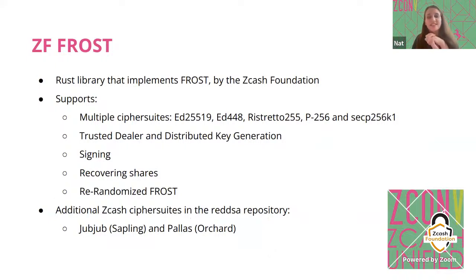Yes, so the Zcash Foundation version of Frost, we have implemented a Rust library, and it supports multiple cipher suites, these 5 listed here. As we mentioned, there are 2 different types of key generation, and we've implemented both of those. Signing, of course, recovering shares, which I just mentioned, and re-randomized Frost. There are additional Zcash cipher suites available in the RedDSA repository, which are Jubjub and Pallas.